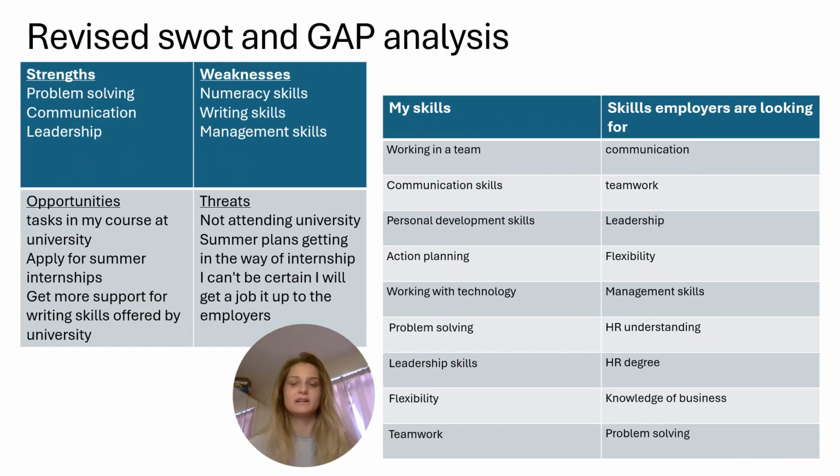Because of all the development, I have made a revised SWOT and gap analysis, and as you can see, I have a lot more skills compared to the skills that employers are looking for, so therefore I'm more at the level of what employers are looking for in the future. Furthermore, with my revised SWOT, you can see that I've got new strengths, so problem solving, communication and leadership are something that I now feel confident in. My weaknesses are still numeracy, writing skills and management skills because I still feel like I can have more improvement in those. However, you can see the development that I have made compared to my previous SWOT and gap analysis.